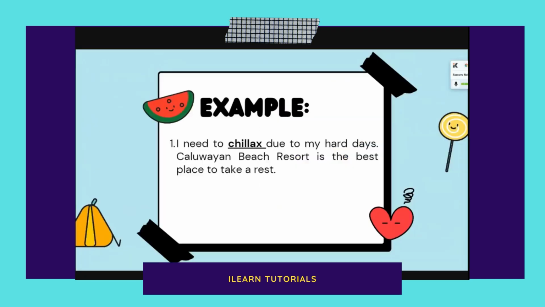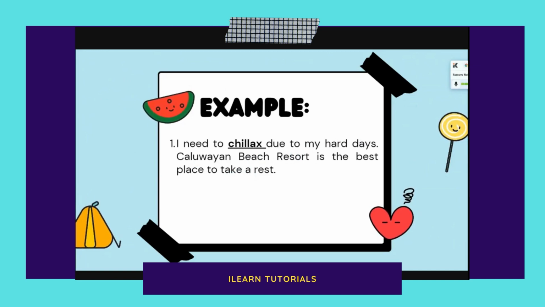So now we have here two sentences which have a blended word that may somehow be unfamiliar to us. If we want to know the meaning of the blended word chillax, we will use context clues. But before that, let's first read the sentence. "I need to chillax due to my hard days. Kaluwayan Beach Resort is the best place to take a rest."